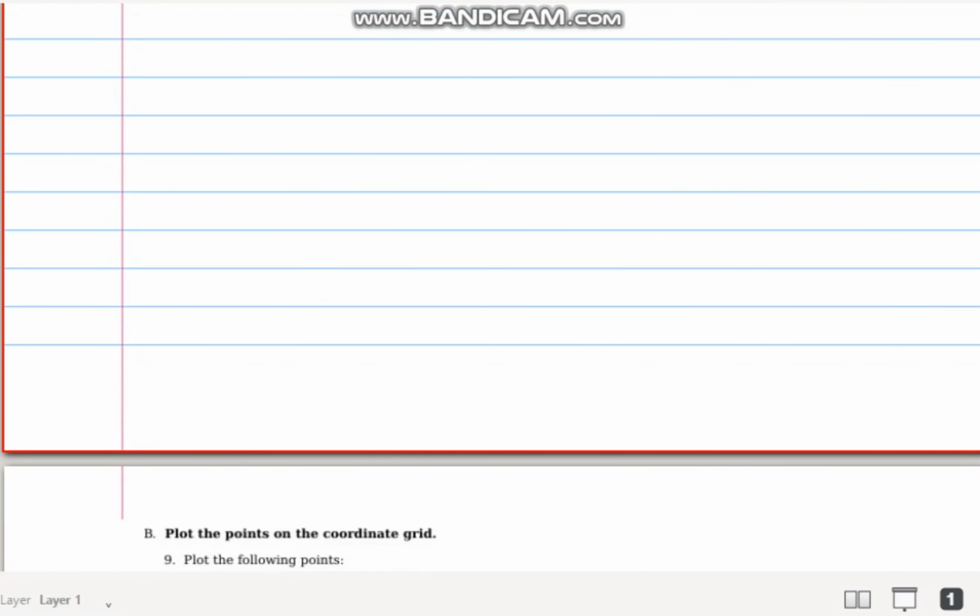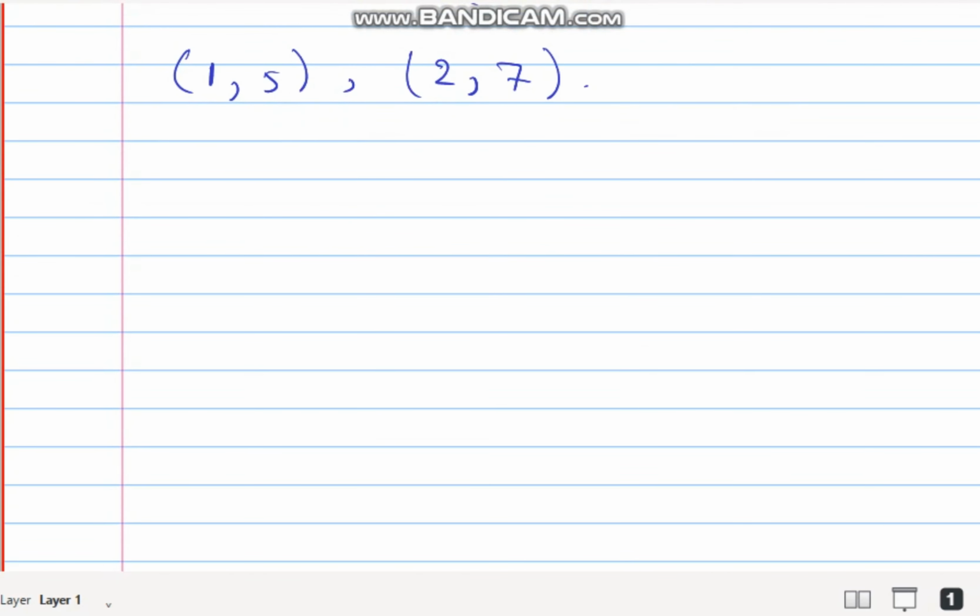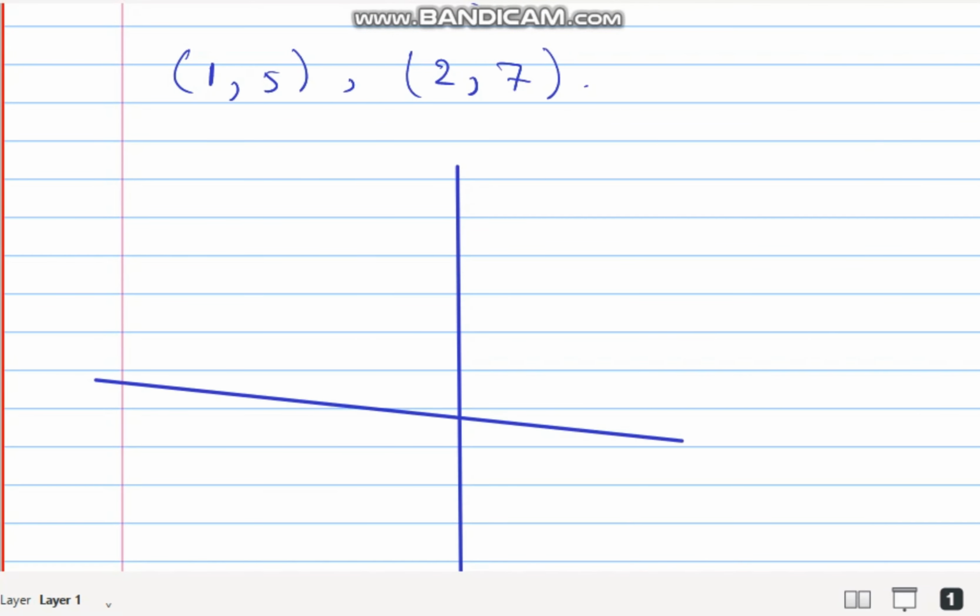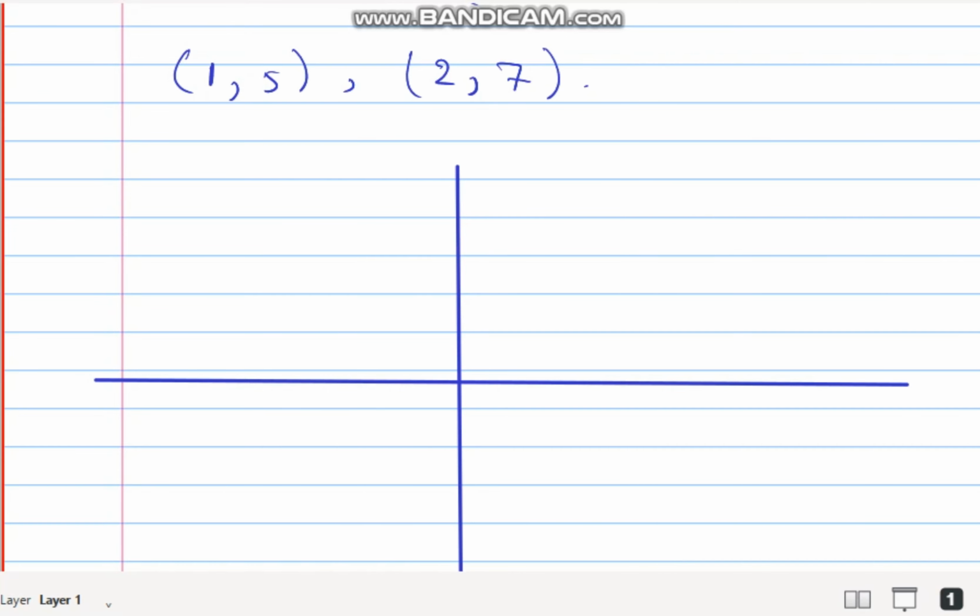We are going to graph these points. How to graph them? First of all, make the coordinate plane. Secondly, draw the divisions: 1, 2, 3, 4, 5, 6, and 7.